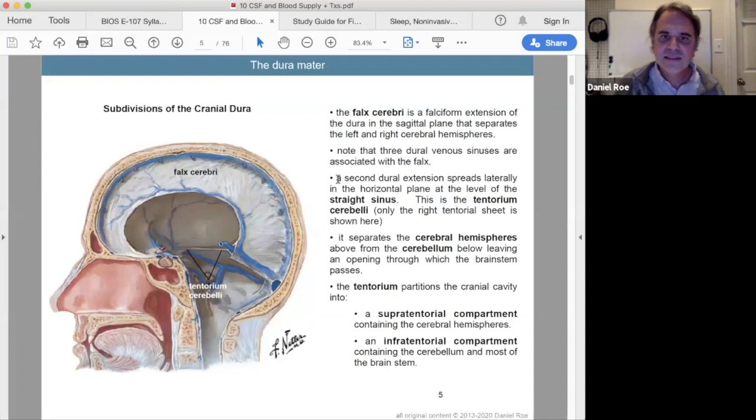So a second dural extension spreads laterally, and that makes the tentorium cerebelli. And you've already seen this actually. Remember the tentorial notch or tentorial incisure? The tentorium cerebelli, you see it edge on right here. And this is a parasagittal view. It's just off sagittal, right? Just parasagittal. And so you can't really see the tentorium cerebelli. You'll see it in the next slide. So yeah, the tentorium cerebelli separates the cerebrum up here from the brainstem and cerebellum down here.